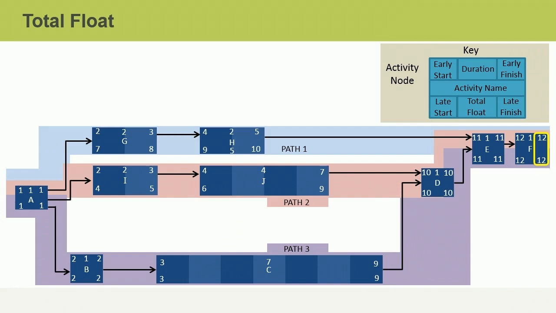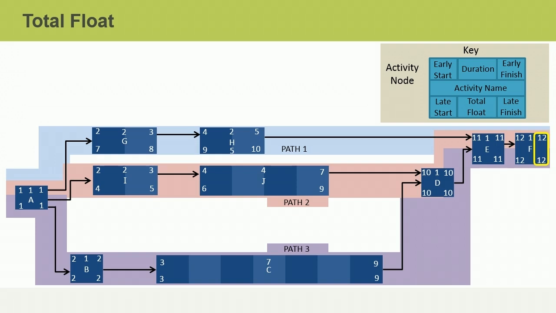Now that we know how to calculate the float, let's revisit the schedule network diagram. When the early start, early finish, late start and late finish of an activity are the same, such as in Activity F, that means the activity has 0 float. There is no flexibility on when these activities can start and finish. They are locked in place.